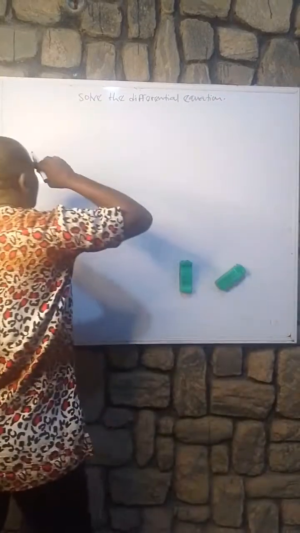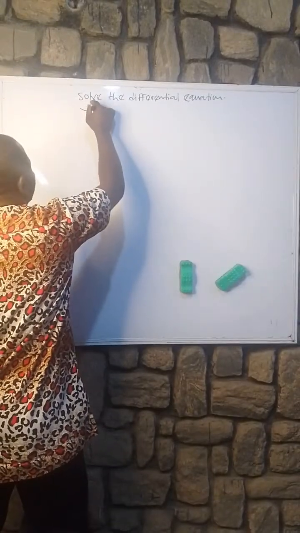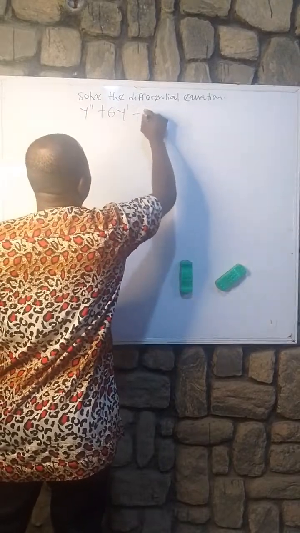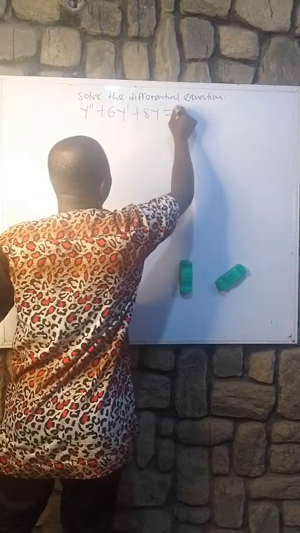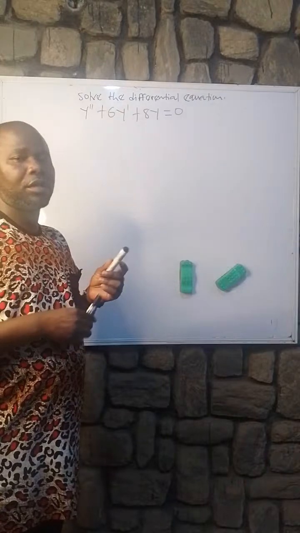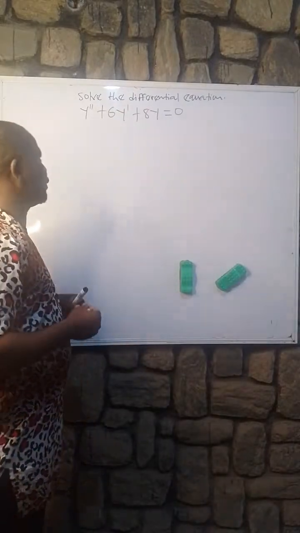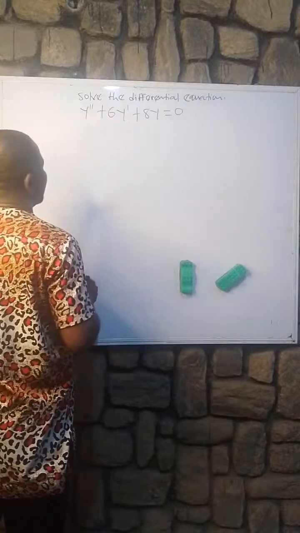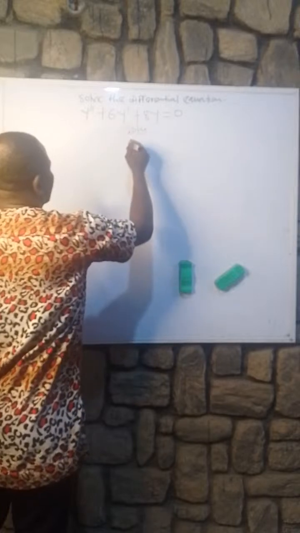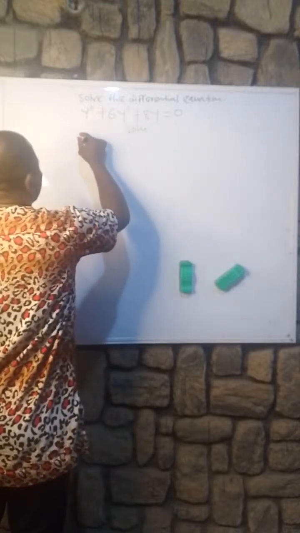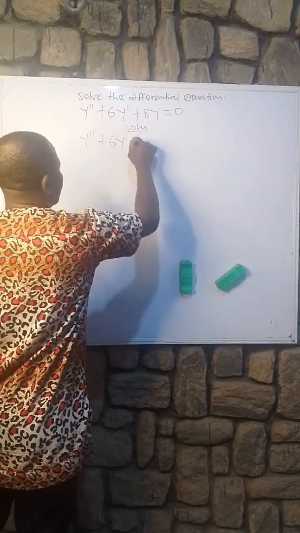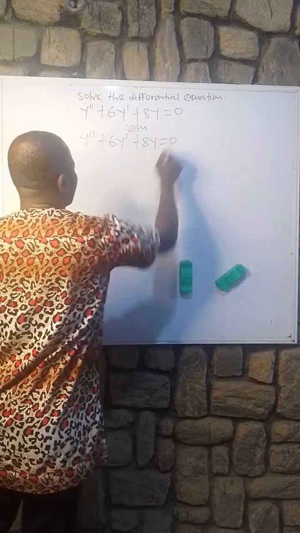Okay. So this is y double prime plus 6y prime plus 8y equals 0. This is a second order differential equation. It's simple as ABC, true or false? So what you need to do here is let's write the solution. Then our y double prime plus 6y prime plus 8y is equal to 0.